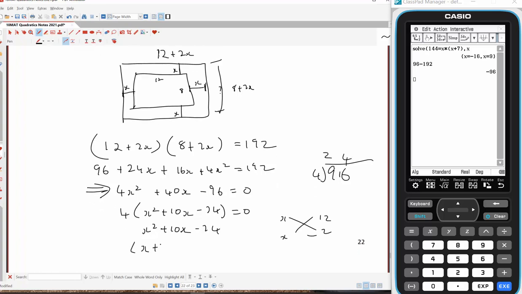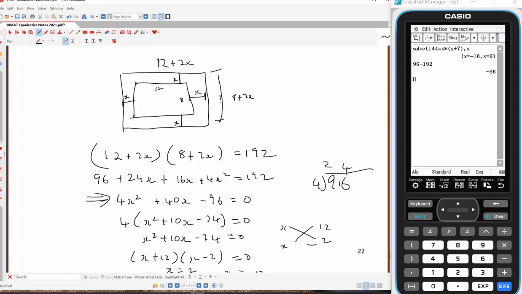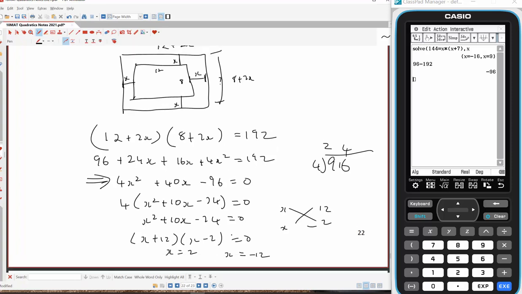Okay, so it's going to be x plus 12, x take 2 is equal to 0. Drop the equal 0 there, whoops. x equals 2 and x equals negative 12 via the null factor law. Now we've got to think about whether they are both appropriate. So x could equal 2, that's appropriate. x can't equal negative 12. So we're going to say that x equals 2, and cannot equal negative 12 as x needs to be greater than 0.